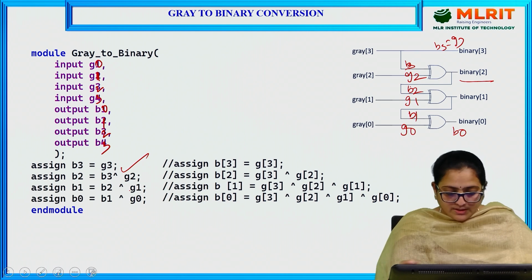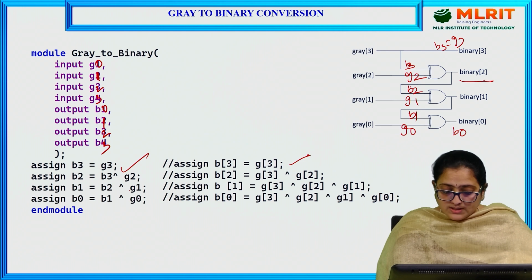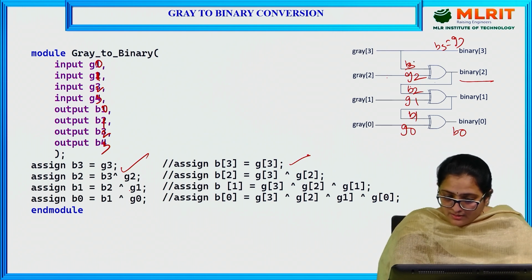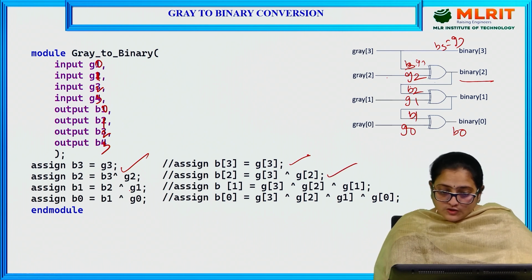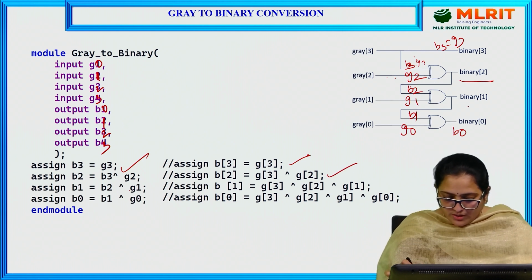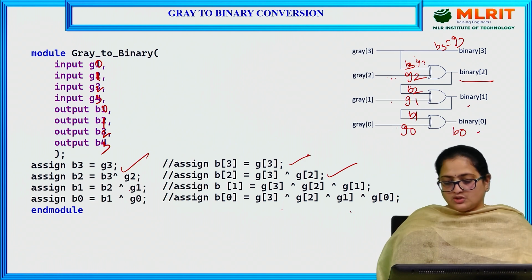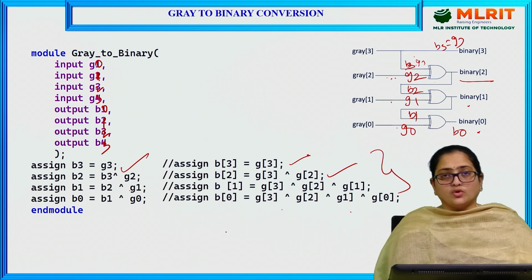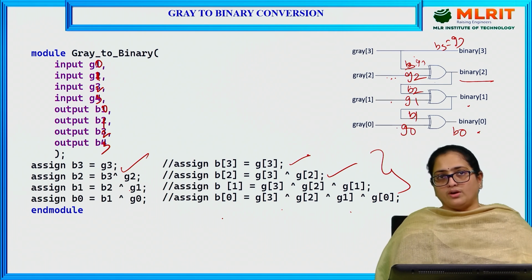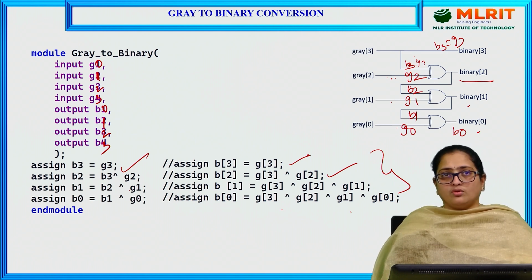Or else, you can also write like this: B3 can be given as G3. Here B2 is XOR of G2 and B3, and as B3 and G3 are the same, you can write G3 XOR with G2. B1 is G3 XOR with G2 XOR with G1 and B0 is given with G3 XOR with G2 XOR with G1 XOR with G0. So, you can use the complete gray values as an input, or you can also use the previous output binary values as an input for the XOR operation. So, this is the gray to binary code conversion in data flow level.